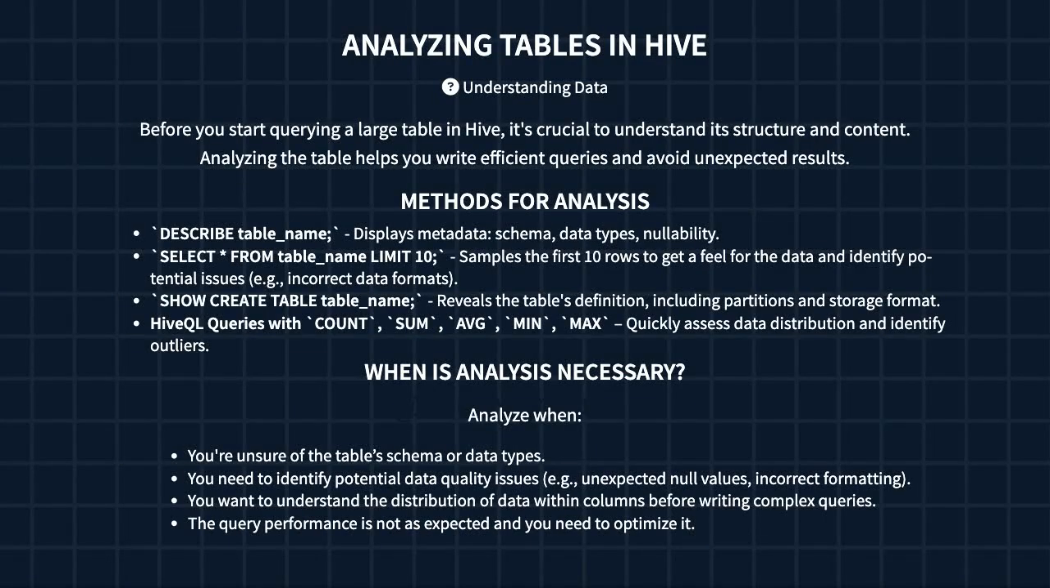Okay, let's talk about analyzing your Hive tables. It's a really important step. Before diving into complex queries, you want to get a good understanding of what the data actually looks like. There are several easy ways to do this. First, describe table name will give you all the details about the table, its schema, data types, basically everything you need to know. Then, sampling with select asterisk from table name limit 10 can give you a quick peek at the first few rows and help catch any formatting or data type issues early on. Finally, show create table will show you exactly how the table was built, including any partitions it might have.